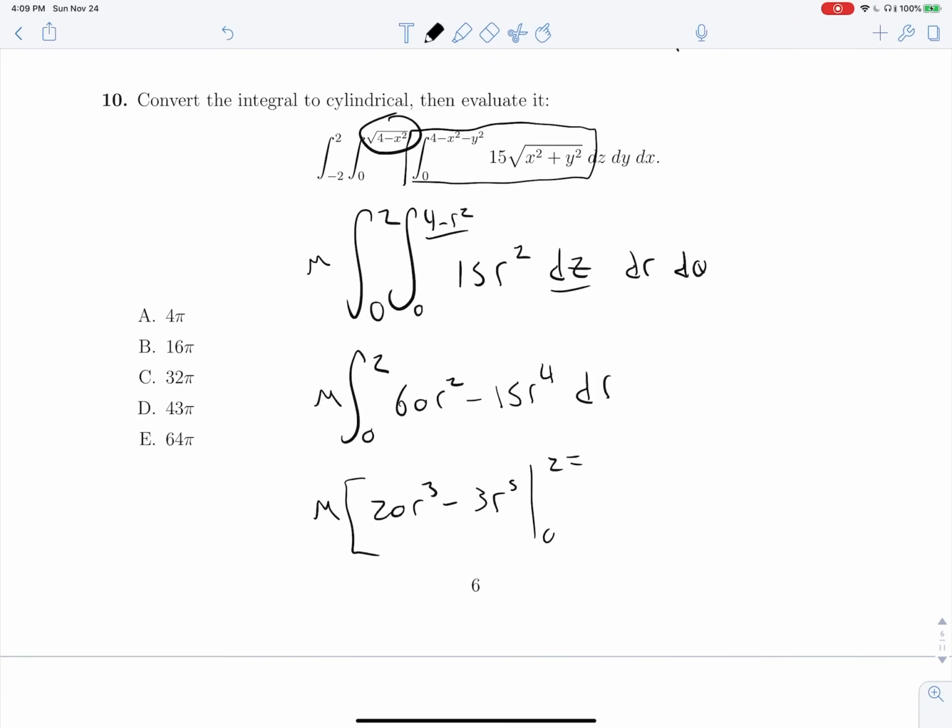This is going to be 8 times 20 minus 3 times 32, all multiplied by pi. And now let's figure out what that is. Well, 8 times 20 is going to be 160, and we are subtracting 96 from it. And we will get 64 pi as a result.